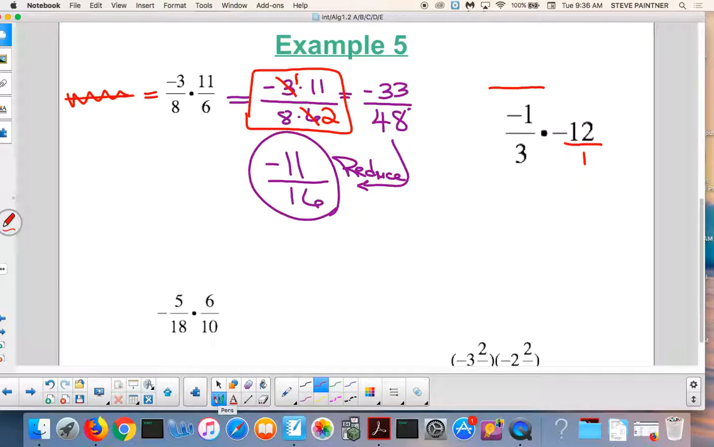What cancels? 3 goes into 3. Look how easy that is. This problem is negative 1 times negative 4, which makes 4 over 1 times 1. Over 1 is 4. It's just 4. Just say 4. If you said over 1, would I count it wrong? No, but it's just wasting your time. Okay, keep going.